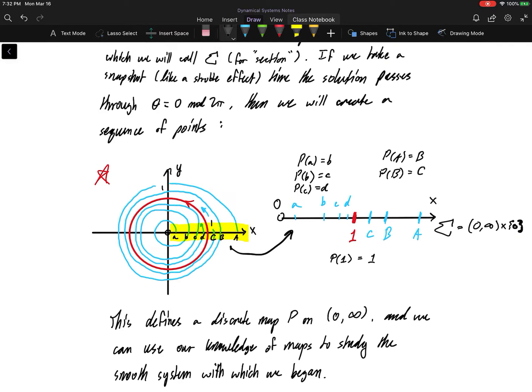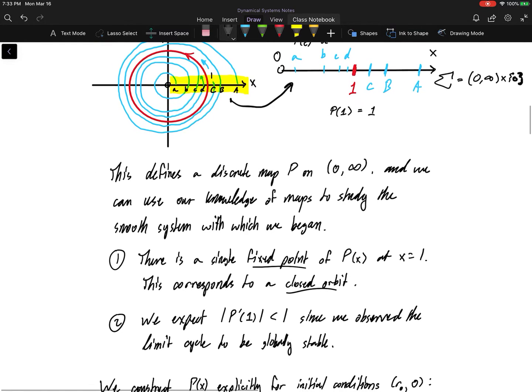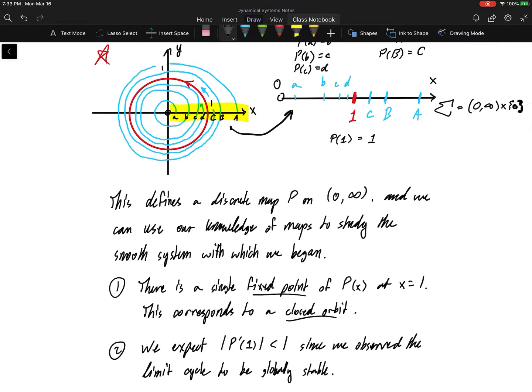And what I'm saying here is that we are defining a discrete map, and we're going to call this map P, on sigma, and we're going to use our knowledge of maps in order to study the smooth system. So this is one of the reasons why I wanted to talk about discrete maps so soon in the semester, so that we could use what we know about them to study the smooth systems. And this is one of the more powerful tools that we have. We'll name it in a second, but notice what's happening here. There is but a single fixed point of this discrete map P, and it happens at 1, right? And that was exactly what I'm highlighting here, that P of 1 is equal to 1.